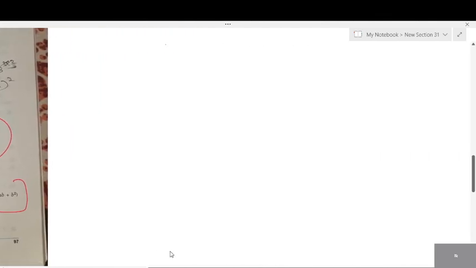Now we'll start solving. Use the same concept. Next one. Quotient law and product law. What do you mean by product law, students? What is product law?